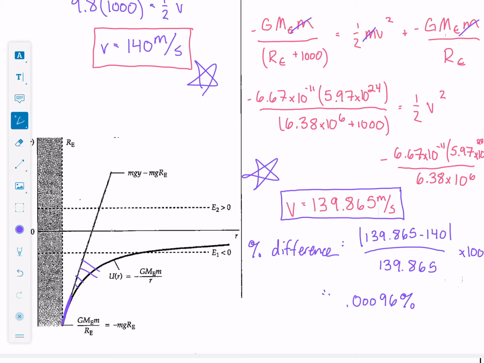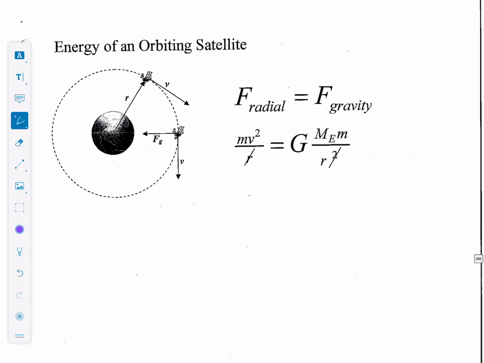All right, last page. What? Crazy. There's not even too much on this page. We're going to talk about the energy of an orbiting satellite. All right, so we know satellites, when they're orbiting, they're traveling in circular motion. So the centripetal or radial force is the force that's causing it to go in the circle, which is our force of gravity. So we can say mv squared over r is going to equal G, mass of the Earth, mass of the object, over r squared.